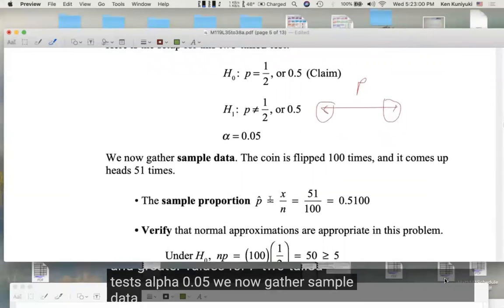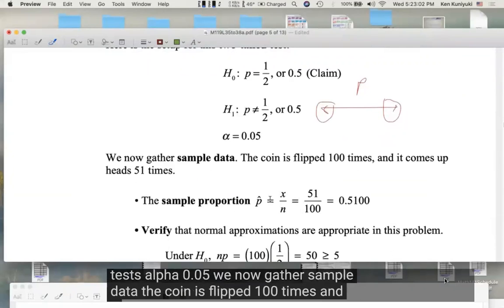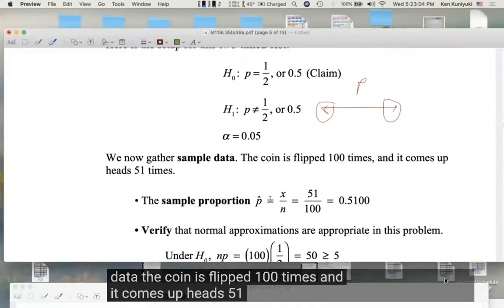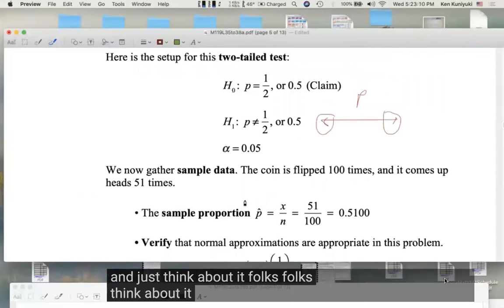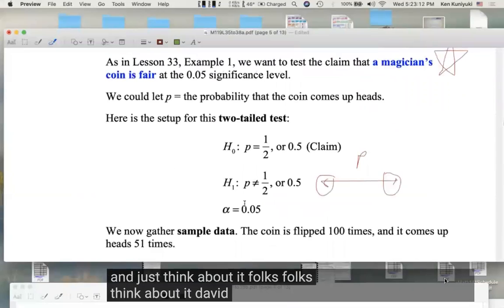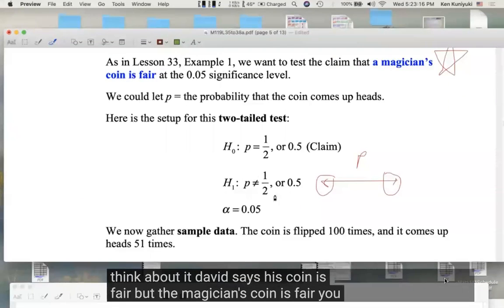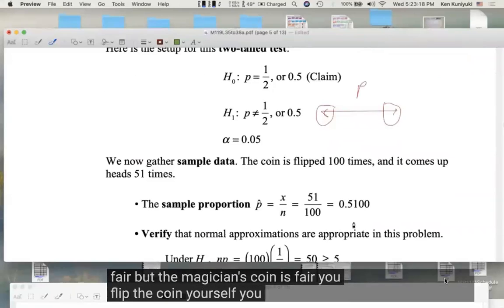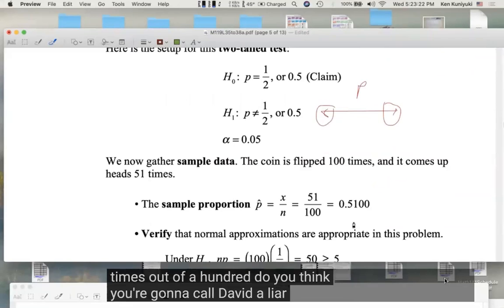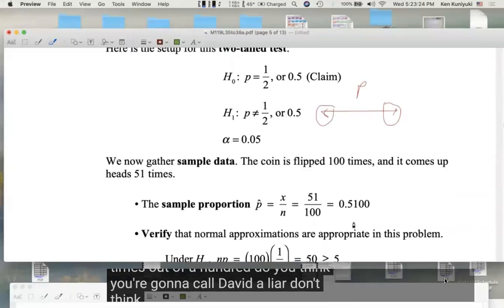We now gather sample data. The coin is flipped 100 times, and it comes up heads 51 times out of 100. And we've done this before, right? Just think about it. David says his coin is fair. The magician's coin is fair. You flip the coin yourself, you get heads 51 times out of 100. Do you think you're going to call David a liar? Well, think about it, right?